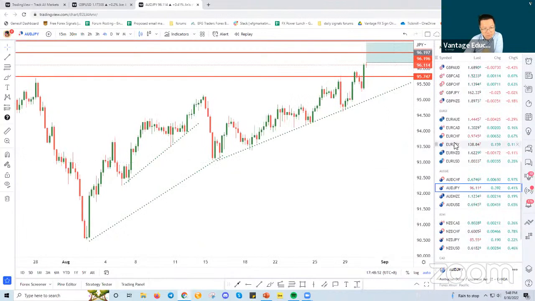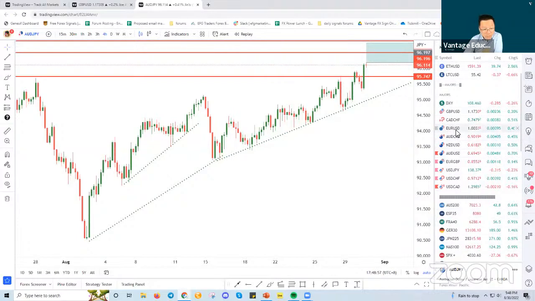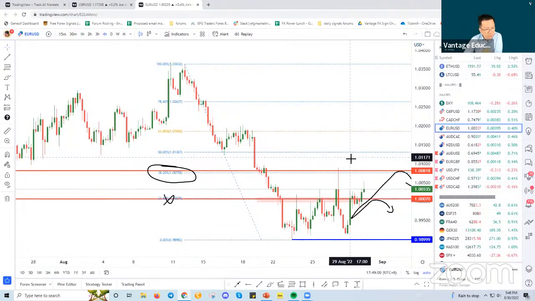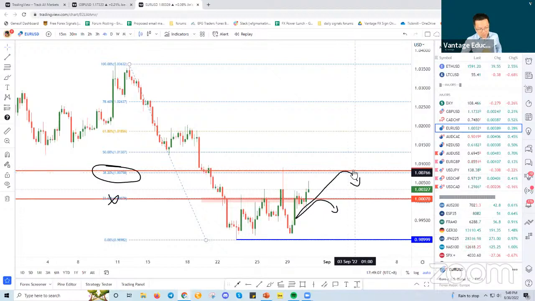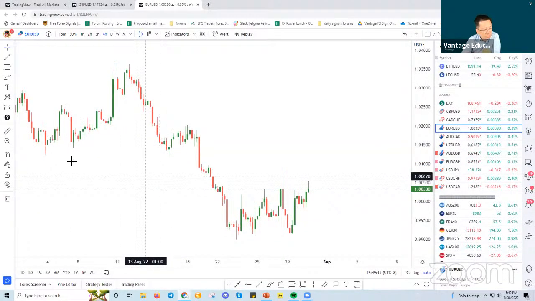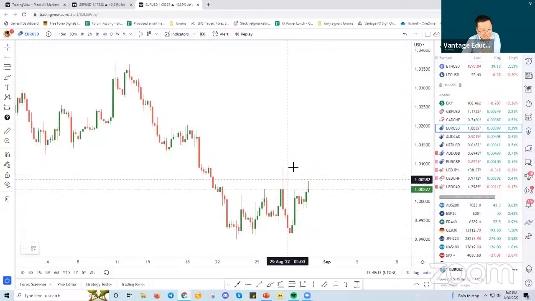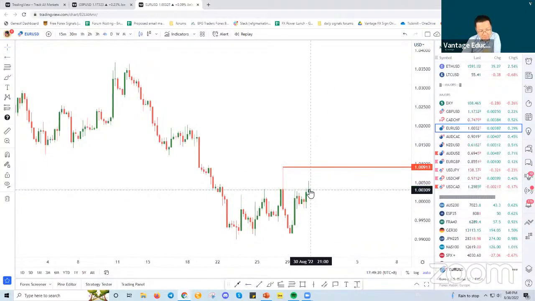Okay, so let's look at one more example here. The euro dollar, right? Euro dollar has been moving quite interestingly. In the analysis I did before, I was expecting it to come up towards that almost 1.01 level to turn down. Okay, so clearing it out again. Let's see what happens if price at this point does climb up towards 1.01 or 1.009 and turn down.